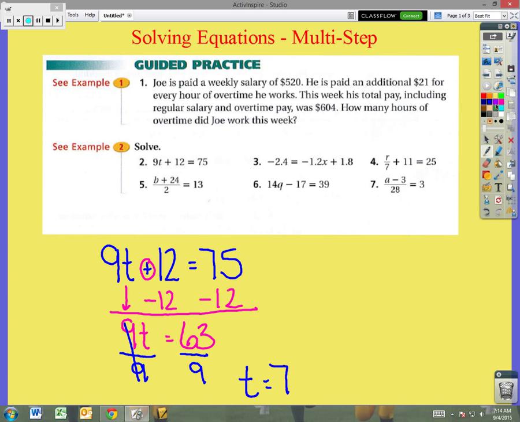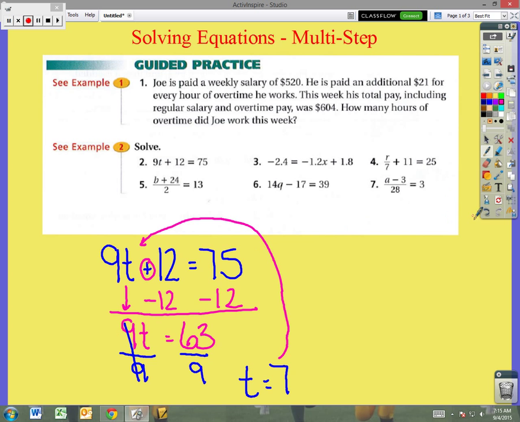And again, the way I could check my answer, and that's why I love doing these equations, one step, multi-step, whatever it may be, it's very easy for me to go back and substitute my answer in. I get 9 times 7 is 63, 63 plus 12 does indeed give me 75.